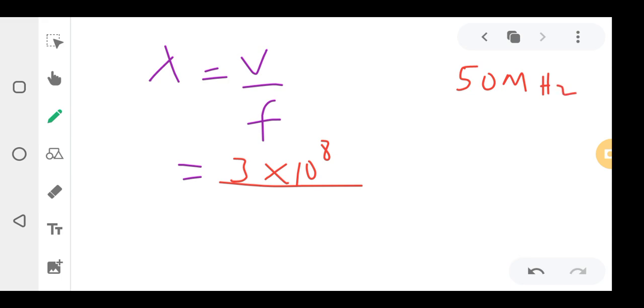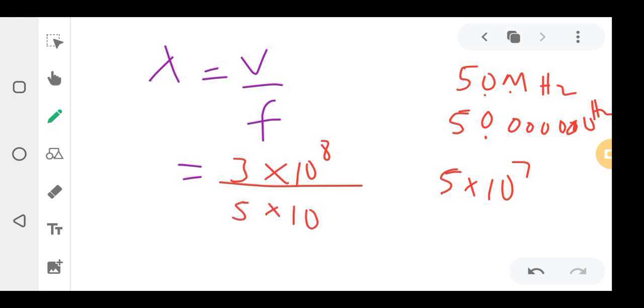So you say 50 mega, it means how many zeros? Mega means 6 zeros. Kilo means 3 zeros. Mega means 6 zeros. So I'll put 1, 2, 3, 1, 2, 3. So how many zeros? 6 zeros. And then that side is Hertz. So it means 6 zeros. Okay? So in scientific notation 50 is 5 times 10. How many zeros are there? Plus 6 zeros here, the 6 zeros plus 1 zero becomes 7. So it will be 5 times 10 to the power 7.